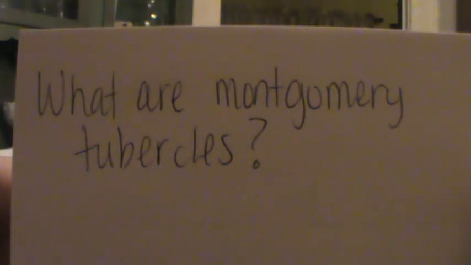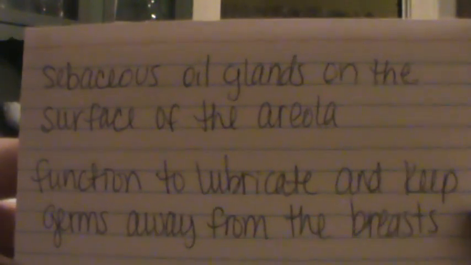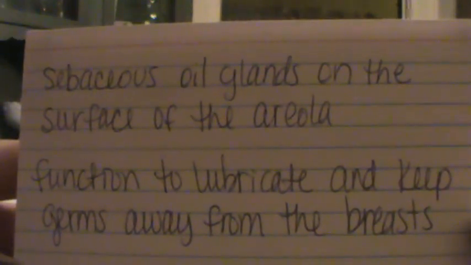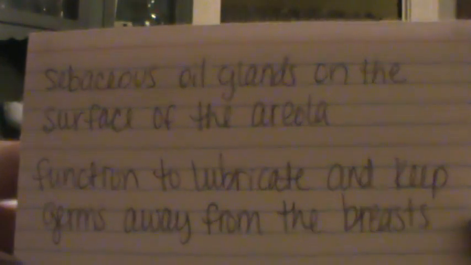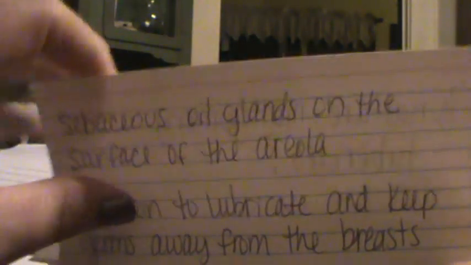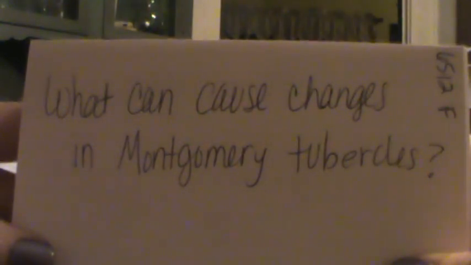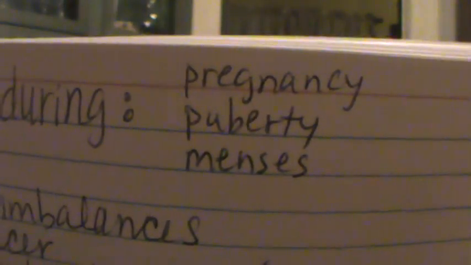What are Montgomery tubercles? These are sebaceous oil glands on the surface of the areola on the breast. They function to lubricate and keep germs away from the breasts. What can cause changes in Montgomery tubercles? Hormones, of course. Hormones during pregnancy, puberty, or menses.